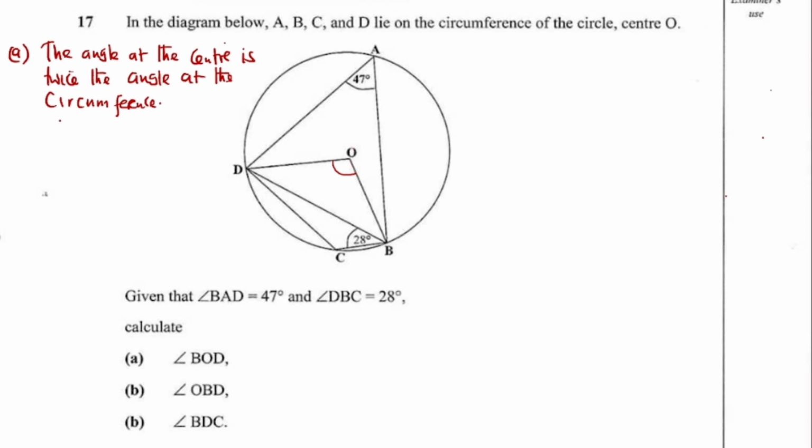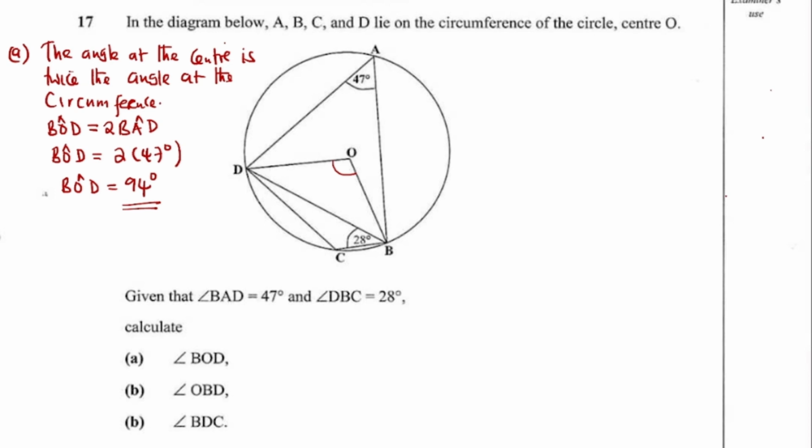So for us to find this angle BOD, we would say it would be 2 multiplied by angle BAD, like that. So our BOD would be twice of angle BAD, which happens to be 47 degrees. So therefore BOD will be equal to 94 degrees. Okay, then we can go to the next angle.